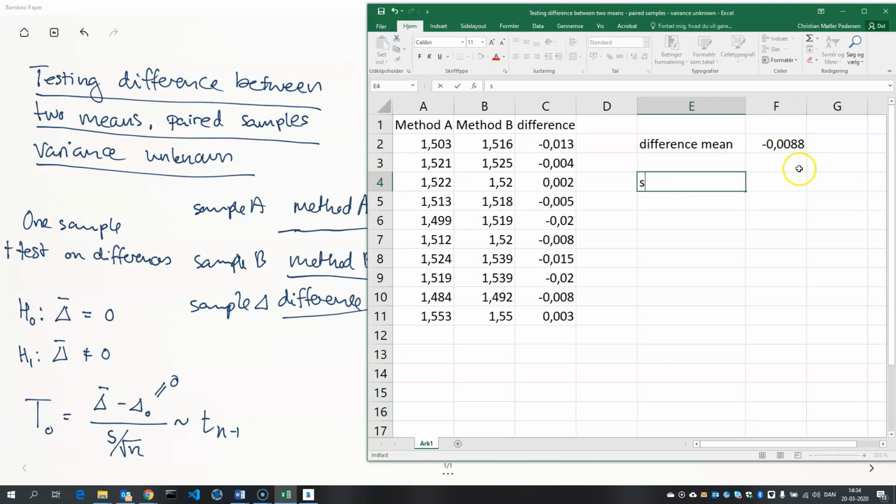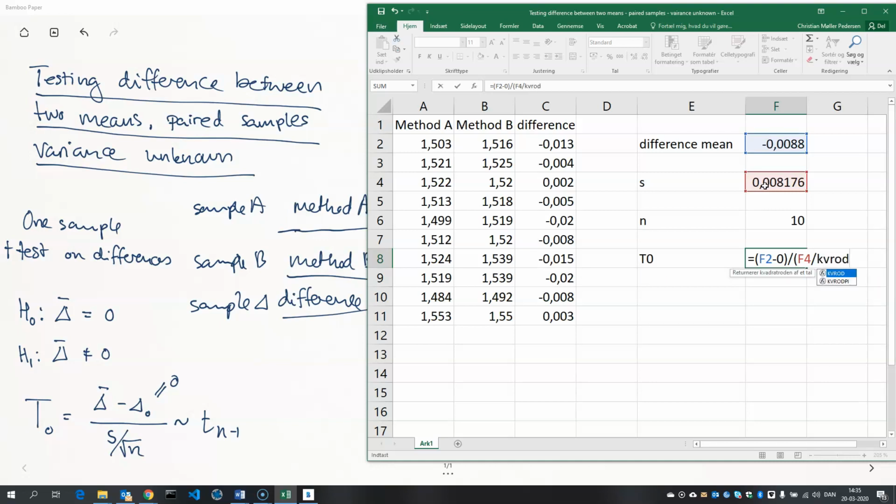We also need the sample standard deviation. So you write something like STD DEV for deviation, and you need to choose the sample standard deviation, not the population standard deviation here. There you go. And the number of observations in our sample is 10 in this case. So now we can compute the test statistic. And that's the mean of the differences minus the hypothesized mean of differences, which is 0 in our case, divided by the sample standard deviation divided by the square root, SQRT in English, of the sample size, like that. So that's our test statistic.